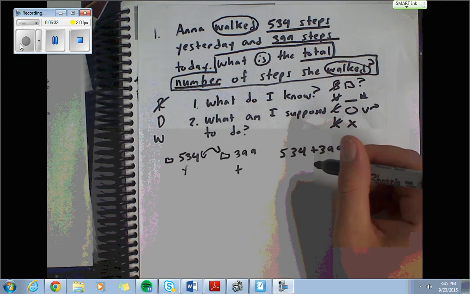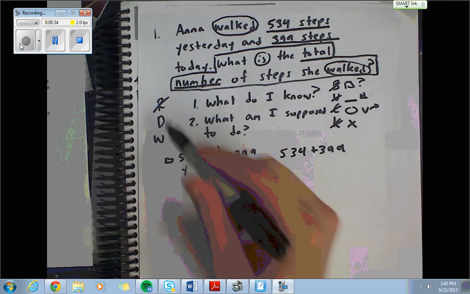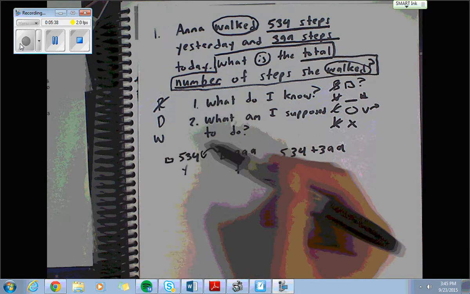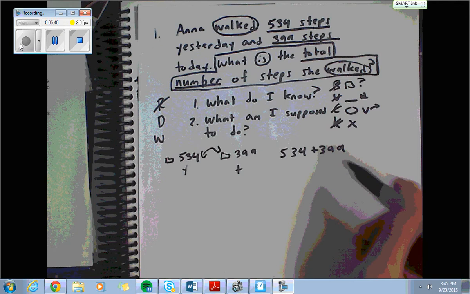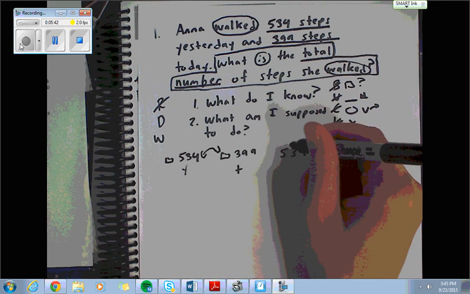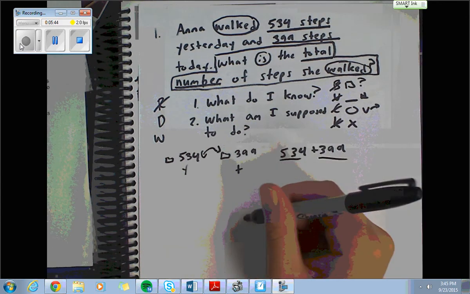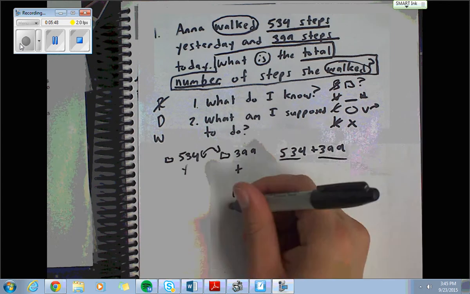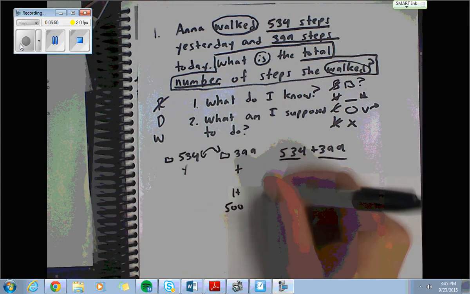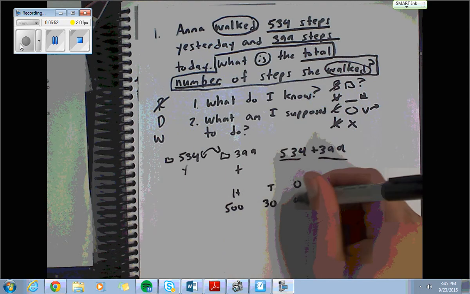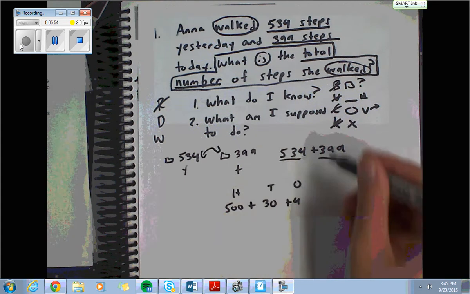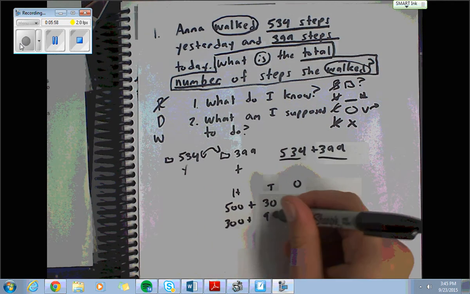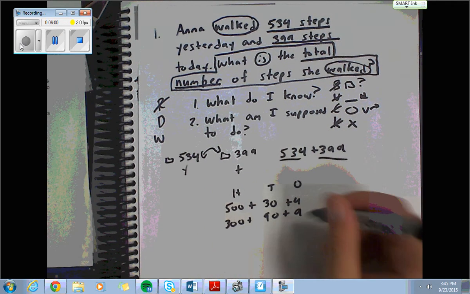All right, so at this point, I'm going to move on to the draw model process. You can use any strategy you like here. For me, I'm going to model this one using the place value strategy. So I'm going to take my two add-ins, and I'm going to break them up into their place values. So hundreds, tens, and ones here. So 5 hundreds for the first one, 3 tens for the first one, 4 ones for the first one. For my second add-in, 3 hundreds, 9 tens, and 9 ones.